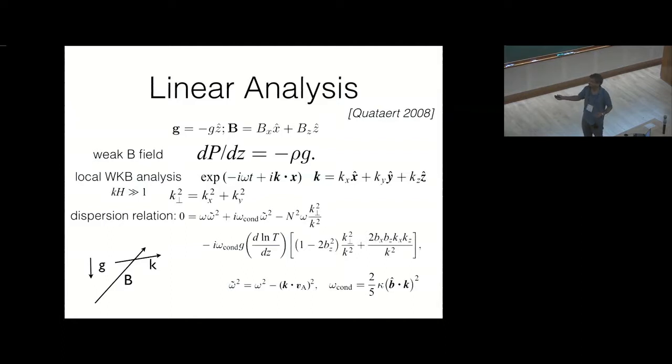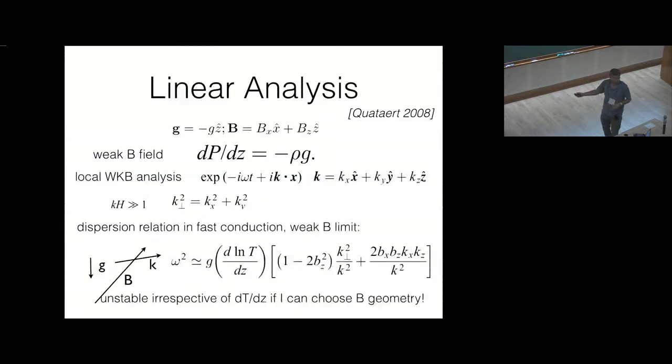But if conduction is fast, that is omega cond going to infinity, these two terms are what balance each other. And that's what gives rise to these instabilities that I referred to. This is the dispersion relation in the appropriate fast conduction, small magnetic tension limit. So you have G d log T dz instead of G d log S dz, or entropy gradient. So it's driven by temperature gradients and not by entropy gradients, because a displaced fluid element doesn't conserve its entropy. It conserves its connections with the field lines.